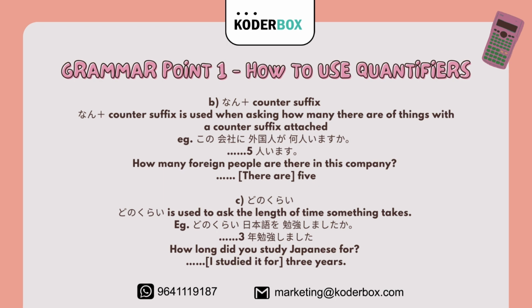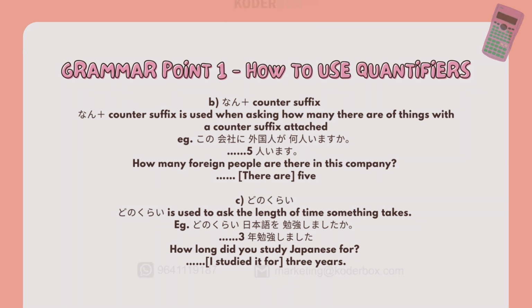C. Dono kurai. Dono kurai is used to ask the length of time something takes. Example, Dono kurai nihongo o benkyou shimashita ka? 3 nen benkyou shimashita. How long did you study Japanese for? I studied it for 3 years.